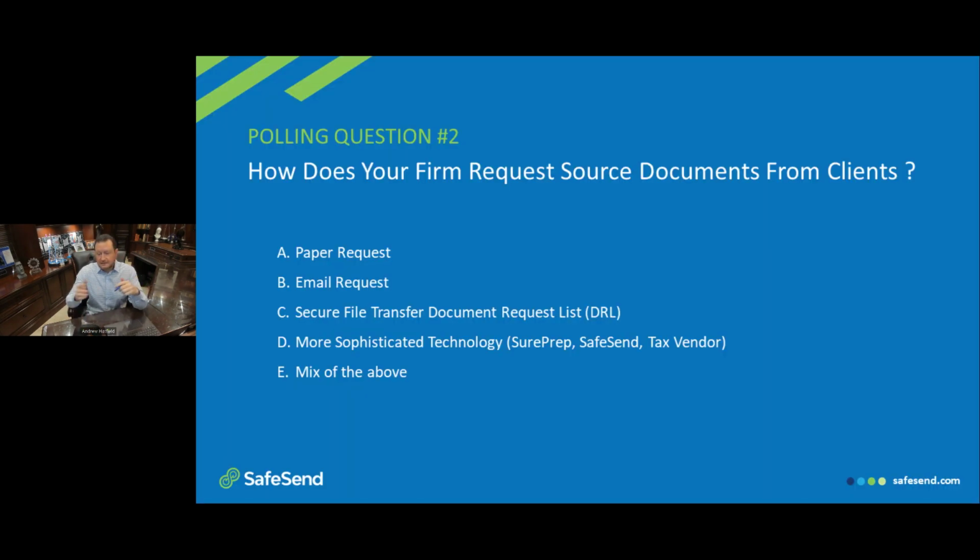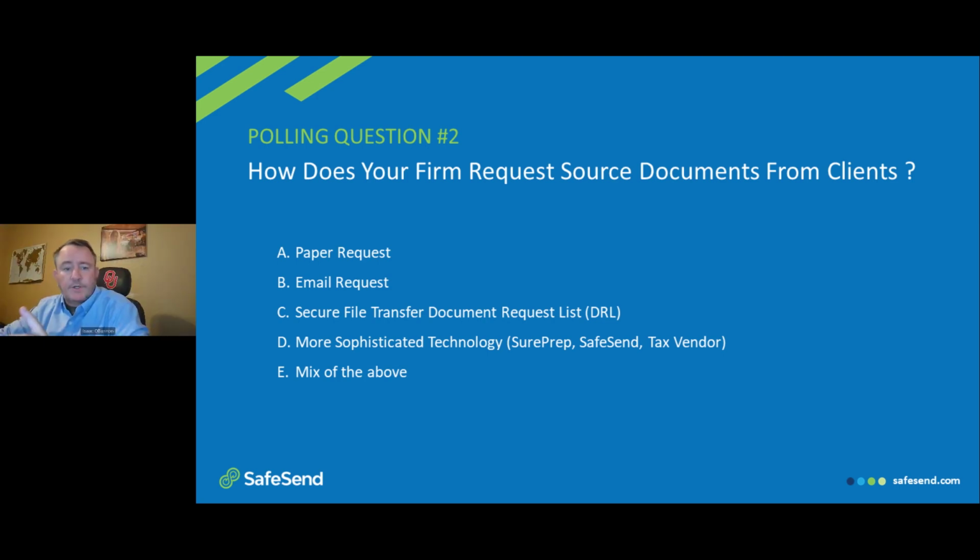And then this leads us into our second polling question. So Isaac, I'll turn it back over to you. All right. Once again, everybody, this is your second CPE polling question. How does your firm request source documents from clients? You've got options for paper requesting, email requests, secure file transfer portals, more sophisticated technology like SurePrep, SafeSend, and tax vendors, or a mix of the above.